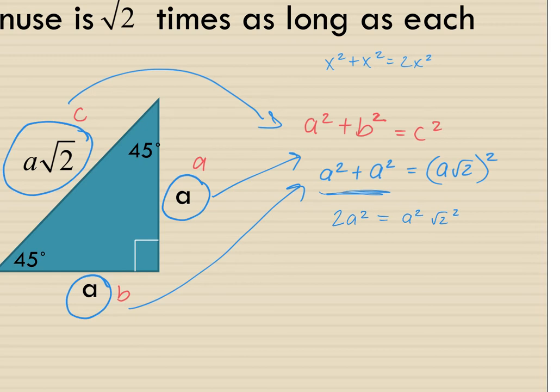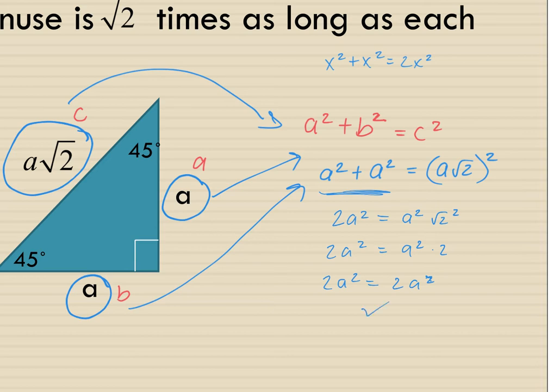That's different, okay? So we use FOIL when you have like a plus the square root of 2. If there's a plus or a minus, then you have to FOIL. If it's just multiplication inside the parentheses, you can take that exponent and just distribute it to each one, okay? What's the square root of 2 squared? 2. So this is 2a squared equals a squared times 2. 2a squared equals 2a squared.